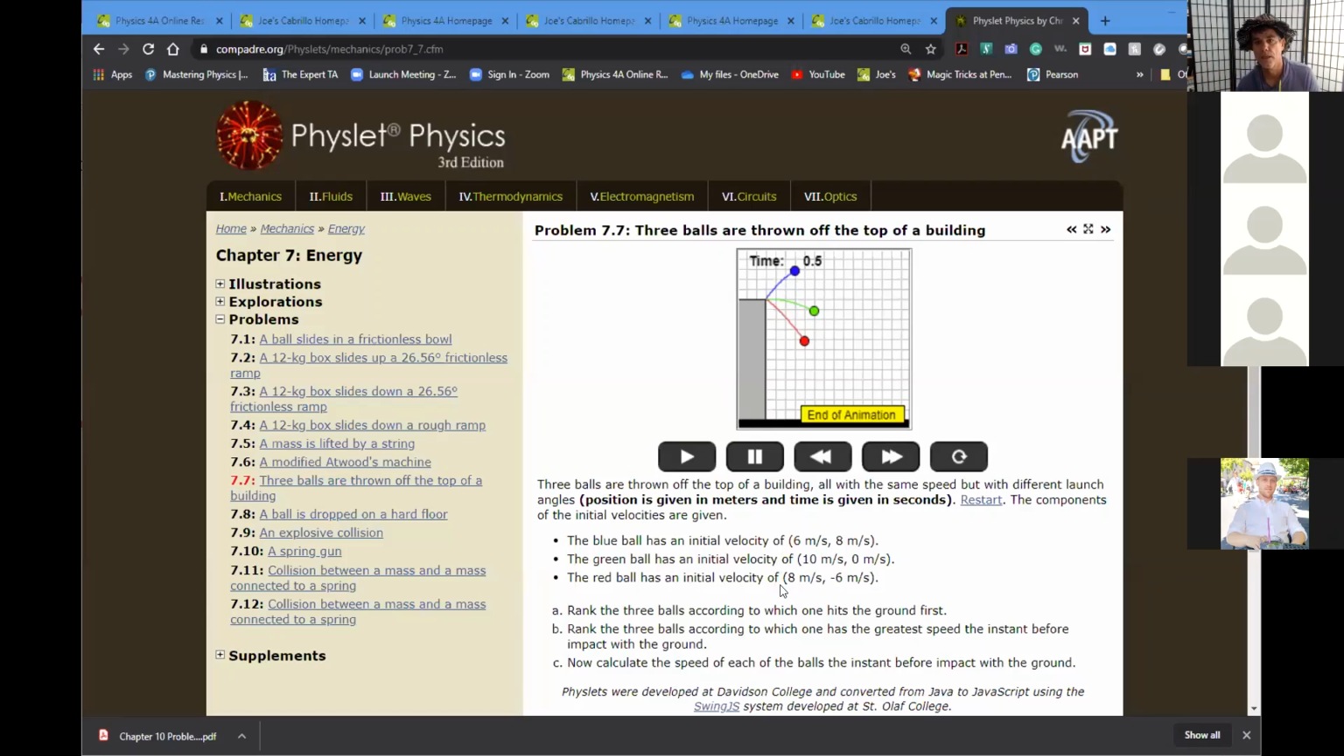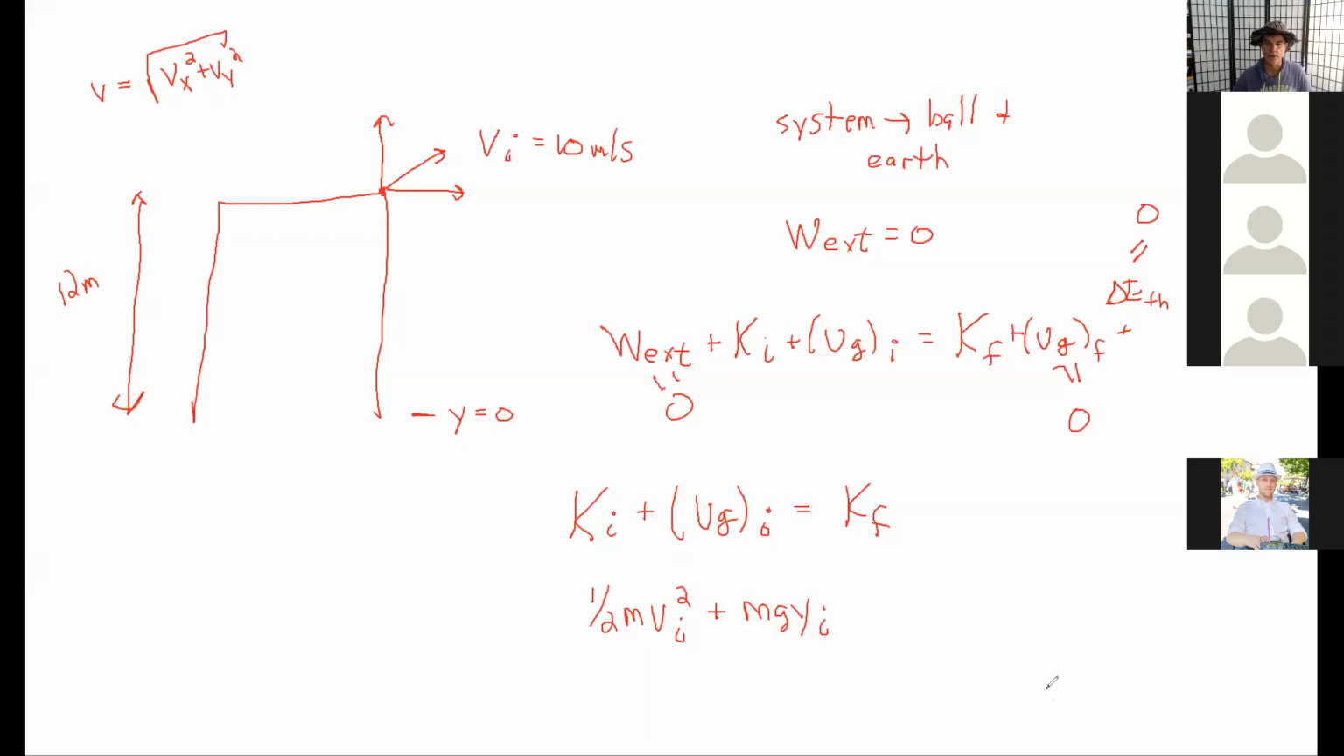Speed is the same for all of them? Say that again? So the initial launch speed is the same for all of them? Correct. So that means they all start with the same initial kinetic energy. They all start with the same initial gravitational potential energy, which means they're all going to hit with the same kinetic energy. And so you could use conservation of energy to figure that out.